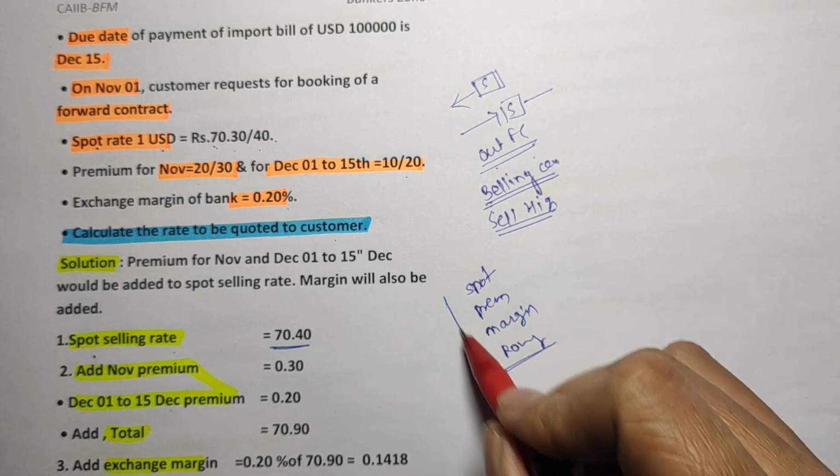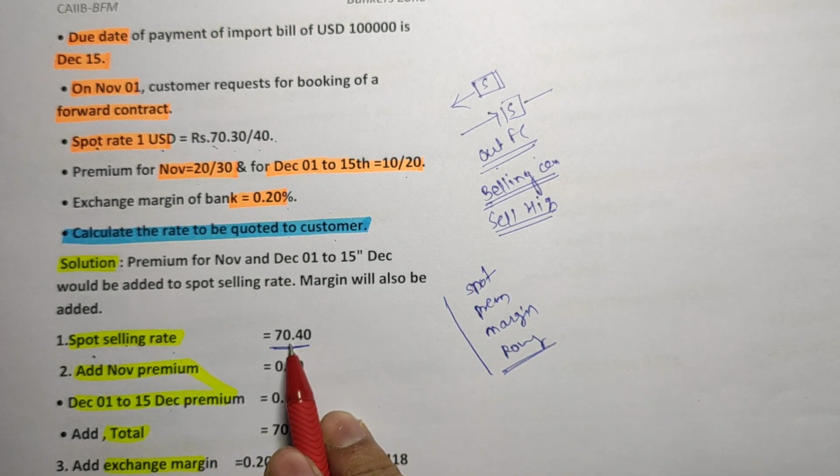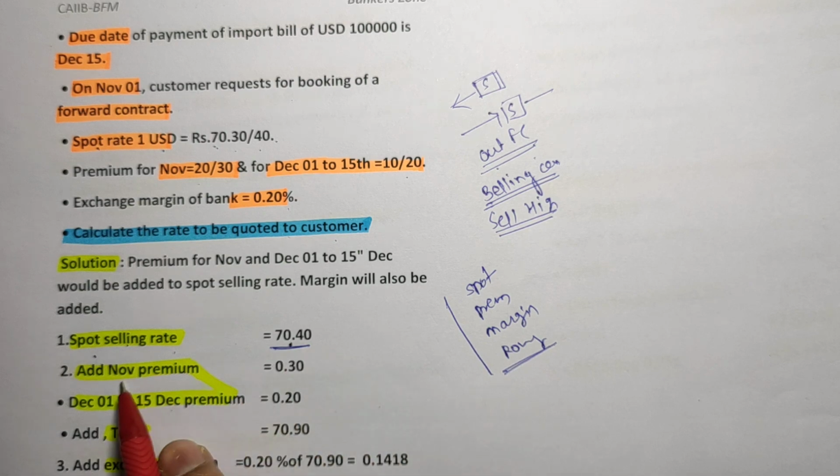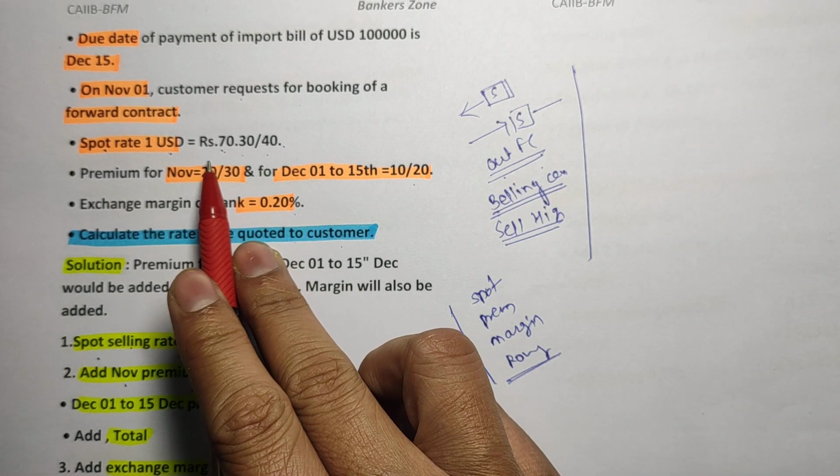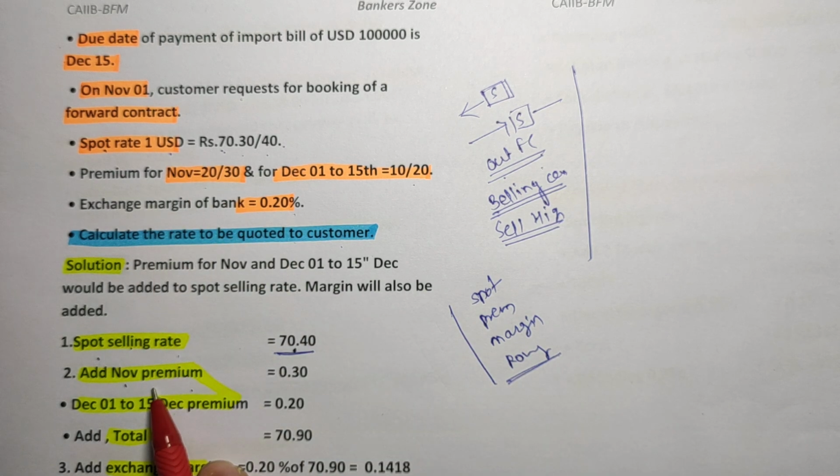That is the step you have to follow. We have identified the spot rate. The next step is the adjustment of the premium. Remember friends, here in this case, what will be the premium?